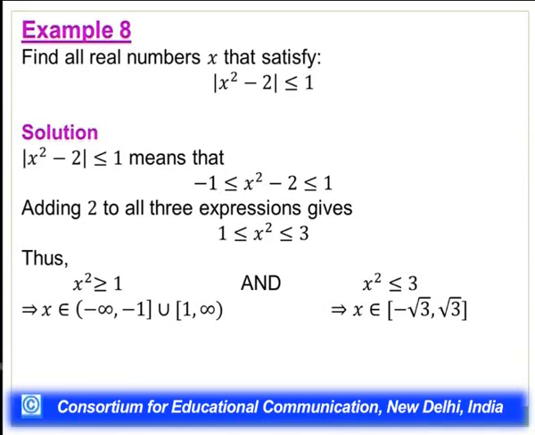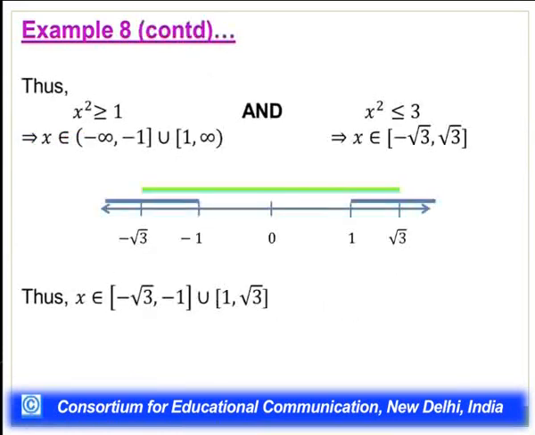So the point here is that both these expressions for x must be satisfied at the same time, because it's an and in between. We have to take the intersection of the solutions of these two inequalities. And if you notice here, the blue line on this number line gives us a solution for x square greater than or equal to 1. So this is showing that x is either to the right of 1 or x is to the left of minus 1. And similarly, the solution for x square less than or equal to 3 is given by the green line, which is going from minus root 3 to root 3.